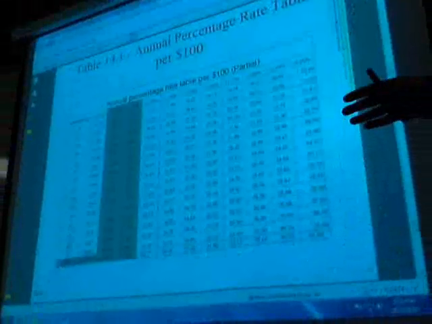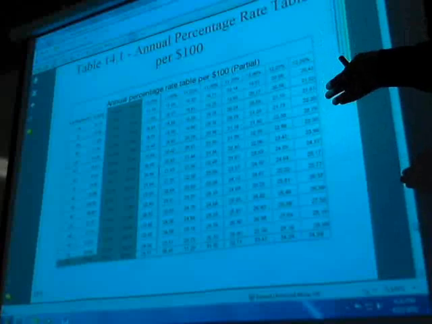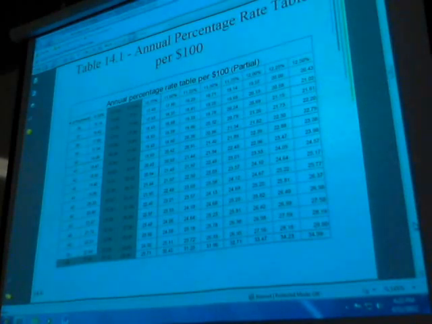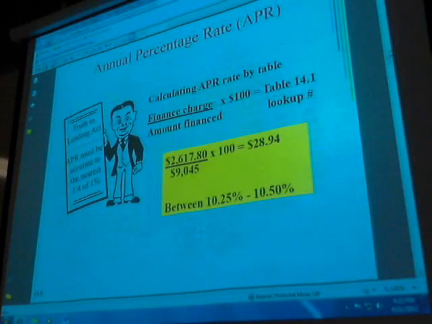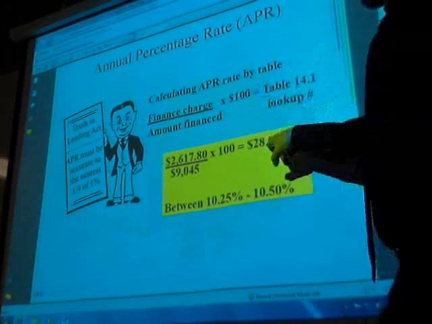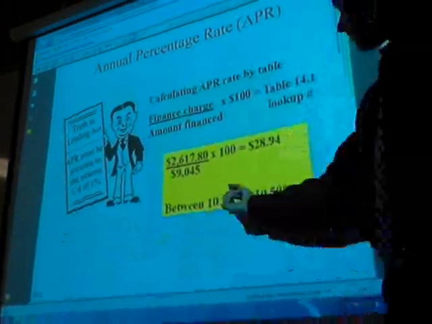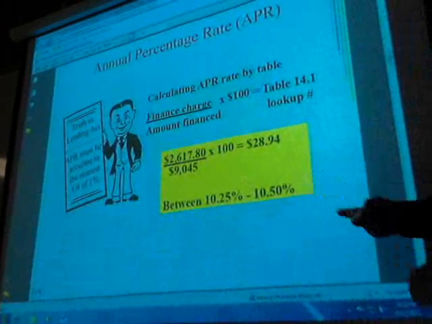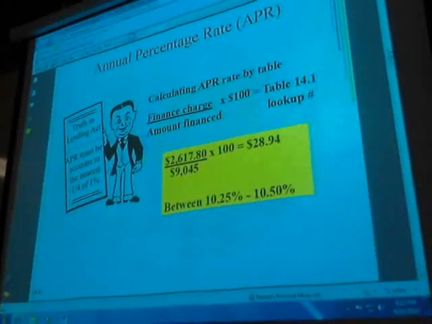Just trying to make sure that at least right now they understand how to use that table. Because it's a little bit different from the other tables, right? You'll see an example on Monday. But I'm going back a slide just in case anybody needed to take a look at that again. Now, as you see, 60 payments, we used 28.94, and that was our answer. Right? That's how you get it.